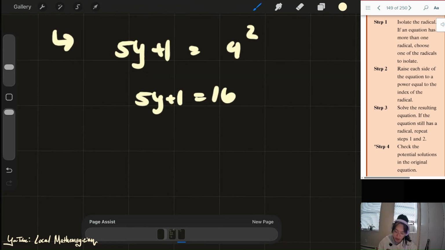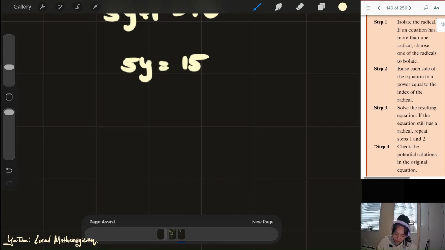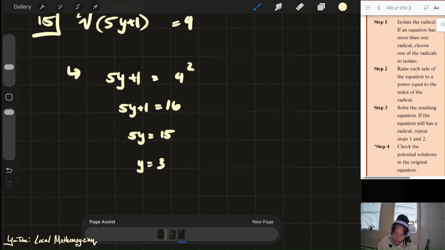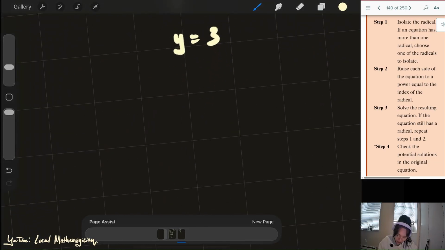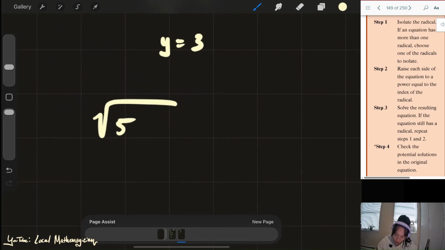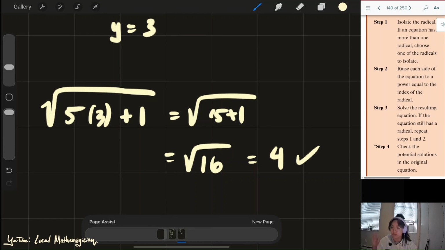Solve for the variable. Subtract 1, this is standard polynomial behavior. 5y is equal to 15. Y is equal to 3. Step 4, plug it back in. The square root of 5y, which is 3, plus 1 is equal to root 15 plus 1, which is root 16, which is equal to 4.